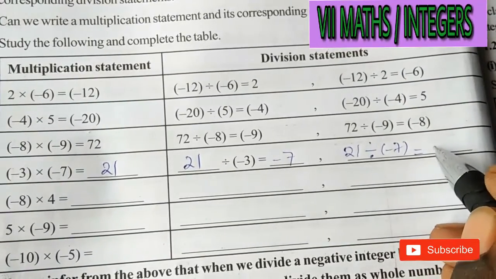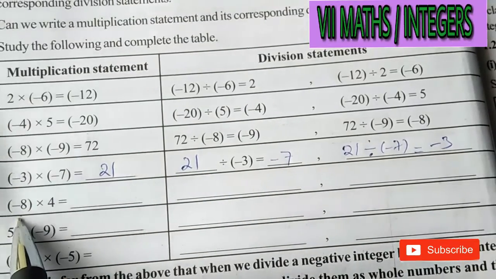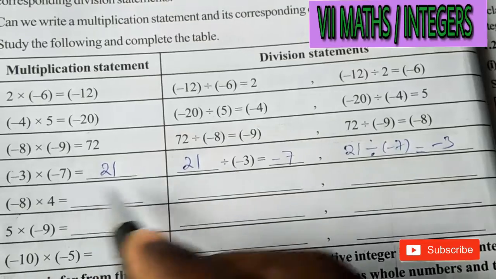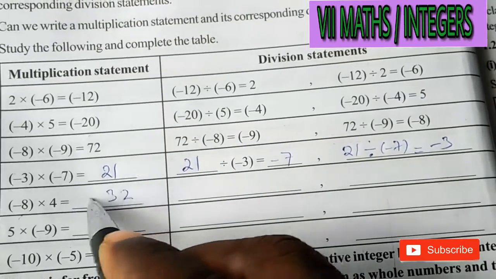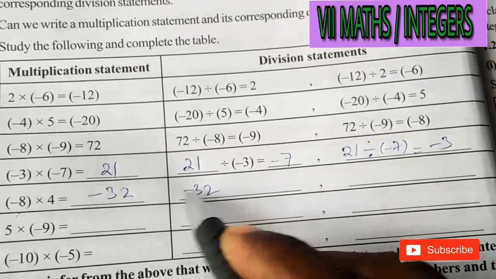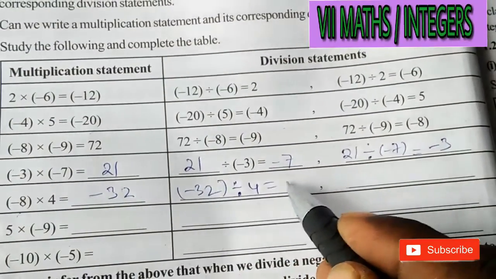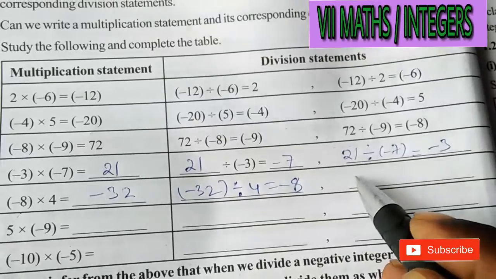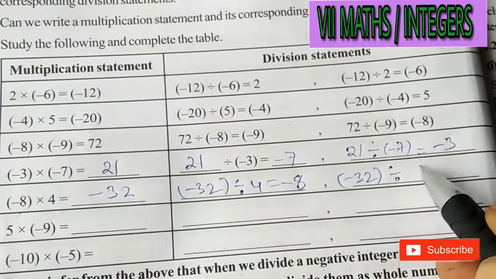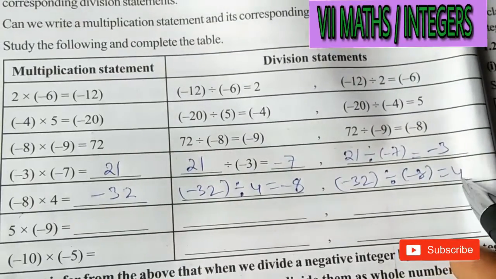Yes, minus 3. So minus 8 into 4, it is 8 4s are 32, so it is minus 32. Minus 32 divided by 4, you get minus 8. Minus 32 divided by minus 8, you get 4.